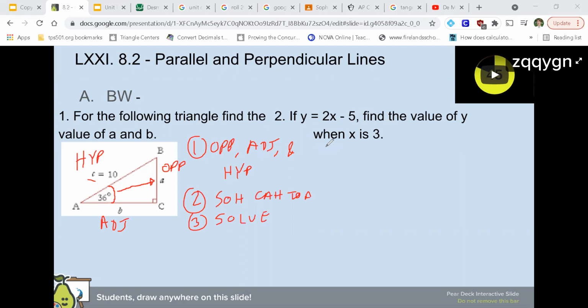Okay, now let's do what you're talking about. Let's say we want to find A first. If I want to find the opposite side, when the only side that I'm given is the hypotenuse, which trig function does opposite and hypotenuse? Sine, cosine, or tangent? Sine. Opposite and hypotenuse is sine. So we can write the sine of 36 degrees is equal to A over 10.